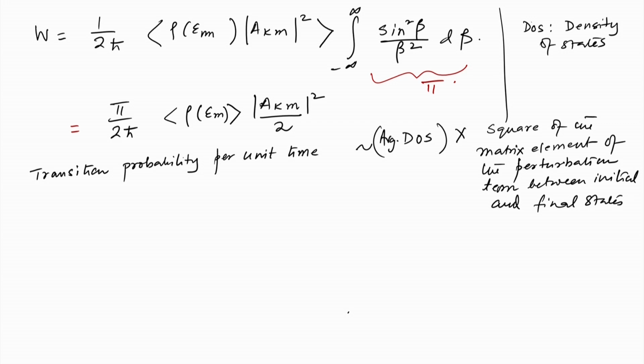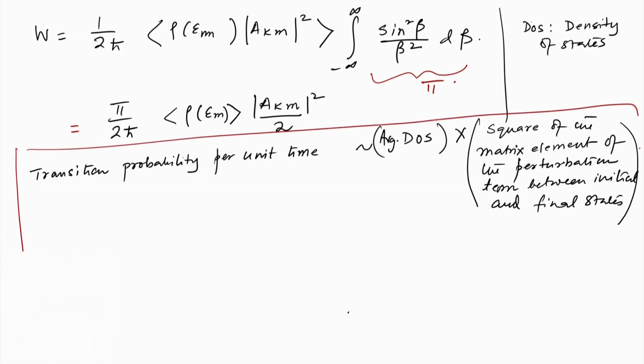Okay. So, write it with this, and let me just box it once again. This is called Fermi's golden rule.